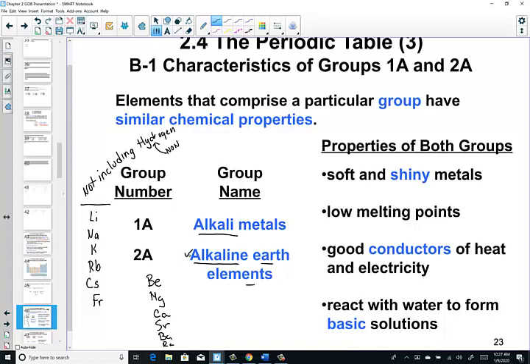The properties that both of these groups have in common: they are very soft and shiny metals. When they are not oxidized or tarnished, they're very shiny. They have very low melting points. They're very good conductors of heat and electricity. They react with water to form basic solutions. Basic solutions are the opposite of acidic solutions. Acids and bases are opposites.